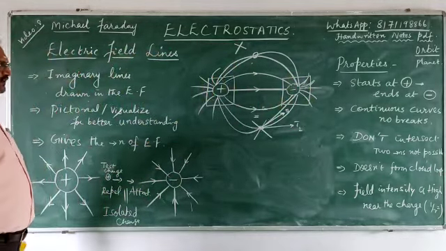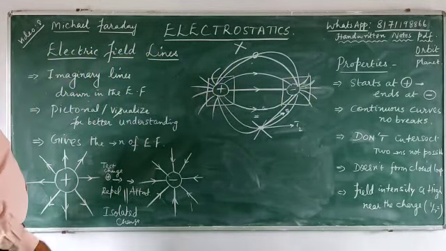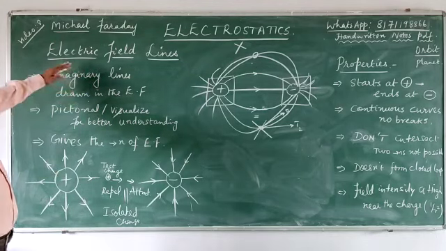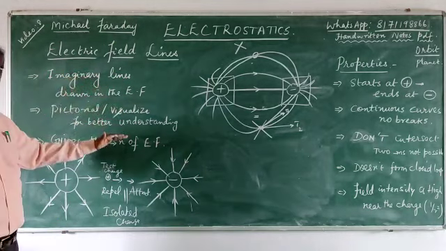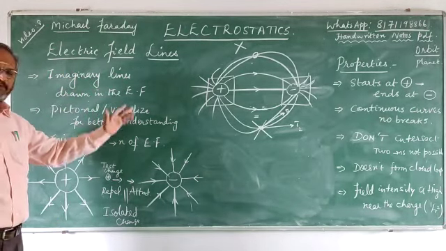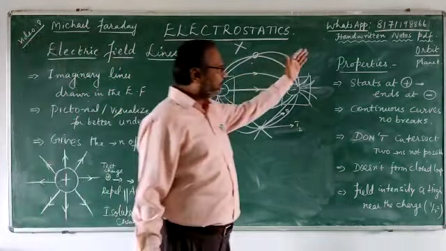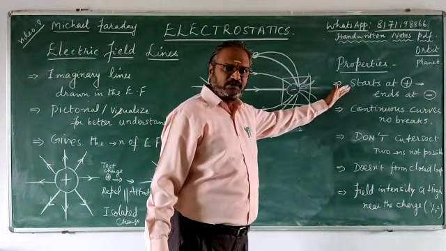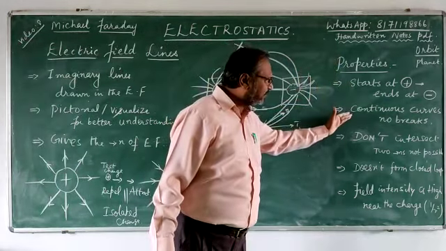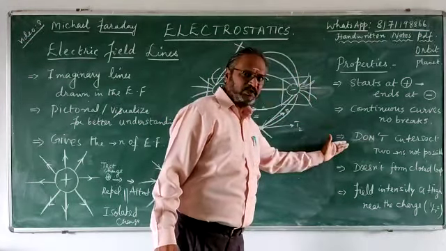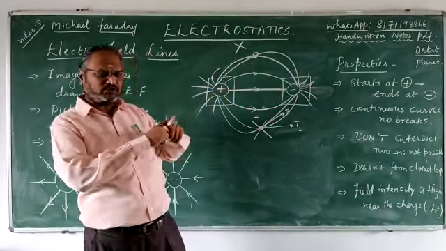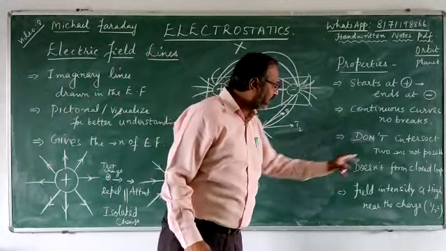So today we have learned about electric field lines. This is the imaginary line drawn in the electric field. It's a pictorial representation. It gives the direction of the electric field at a particular point. And also we learned about the properties. It starts from positive, ends in negative. There are continuous curves and no breaks. They don't intersect with each other because two different directions are not possible, and they do not have closed loops.